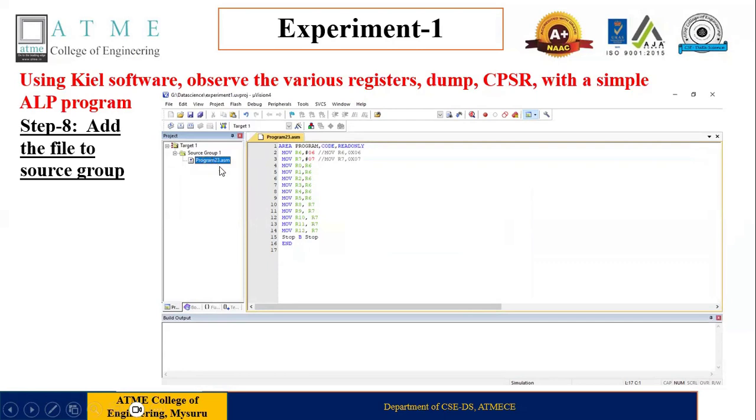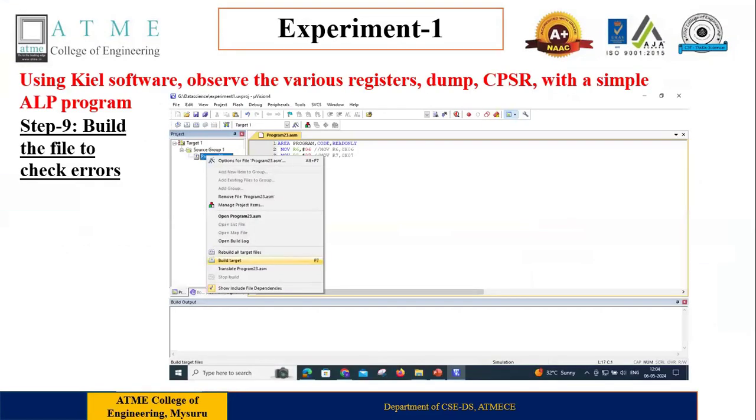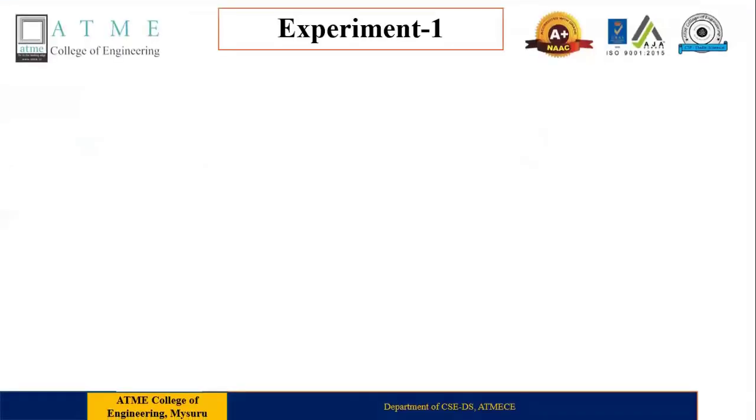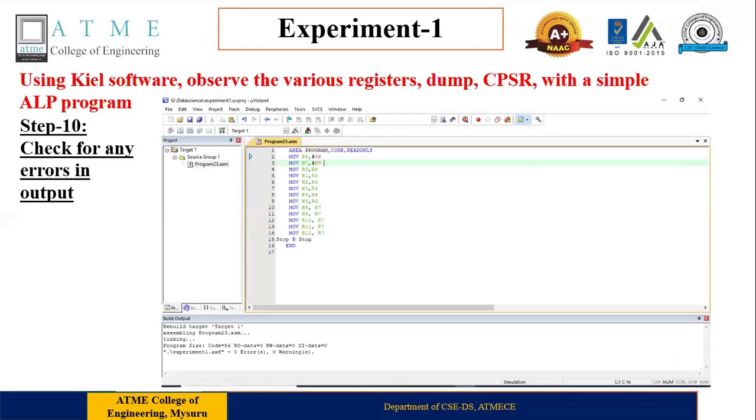Now right click on program 23.asm and click on build target, or you can directly press the F7 function key to build the target. It will show rebuilding target, zero errors, zero warnings. This indicates the above program is free from errors.